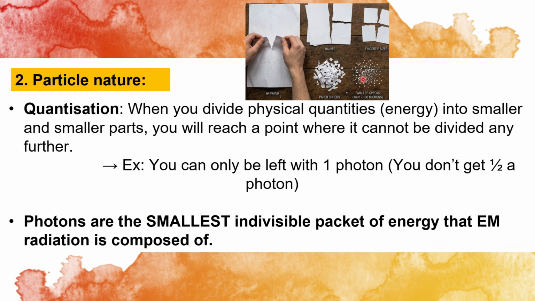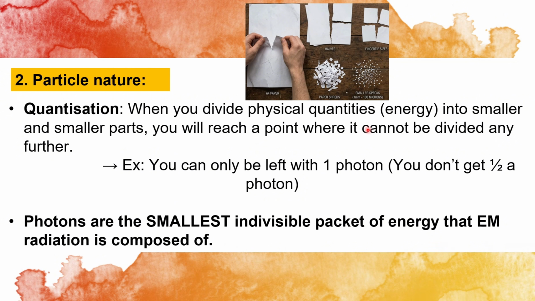If you cannot divide the energy further, if you cannot break down this paper even further, you have reached the photon, because the photon you cannot divide further. And then it's the smallest indivisible packet of energy. So how does this then relate to energy?